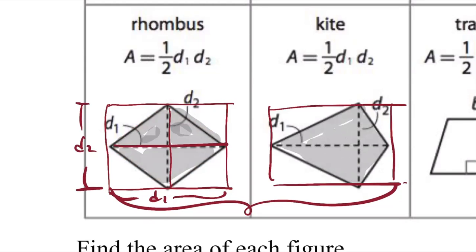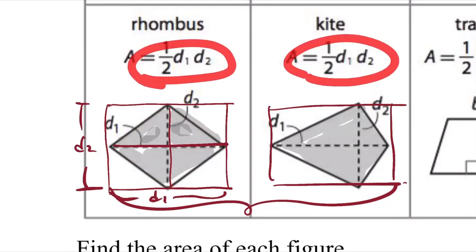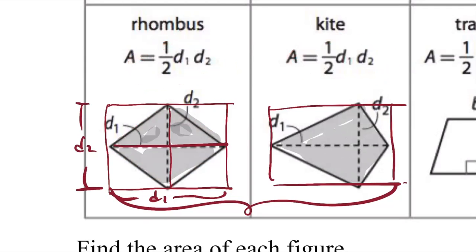That is the reason why the area for those two is 1/2 of the product of the diagonals. And for those of you guys who did the question of the week and used this particular equation, that was perfectly fine.